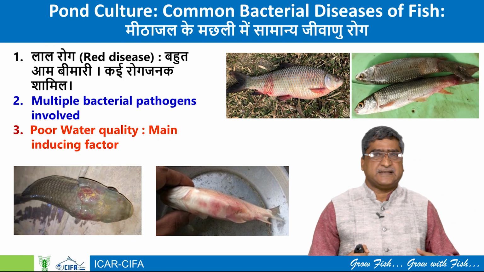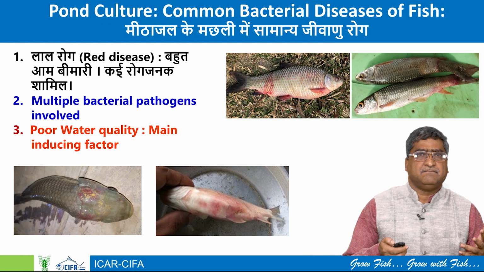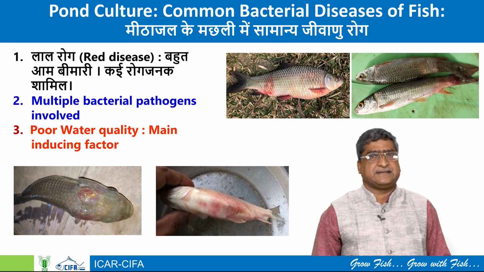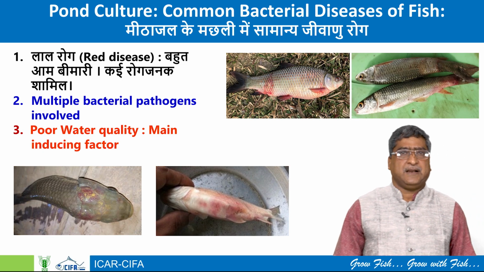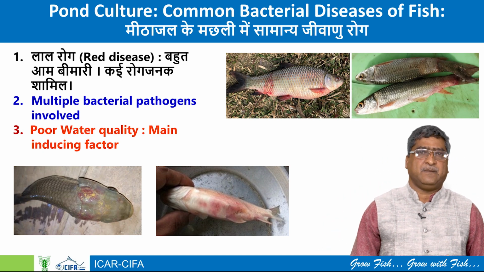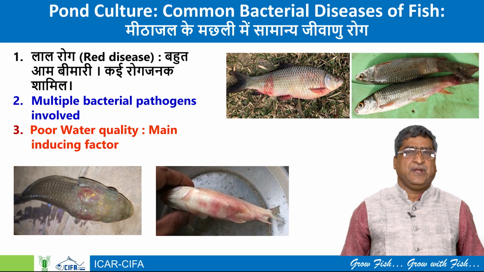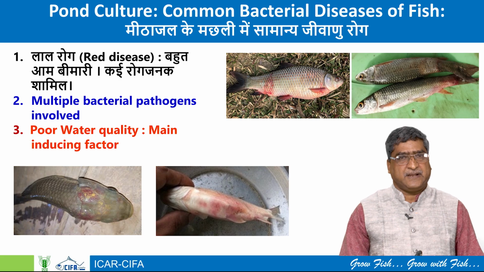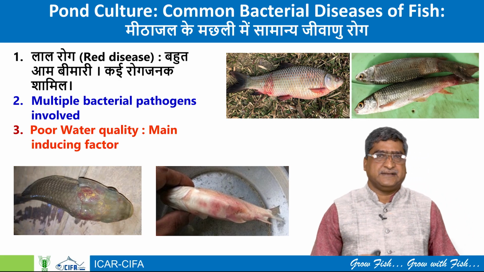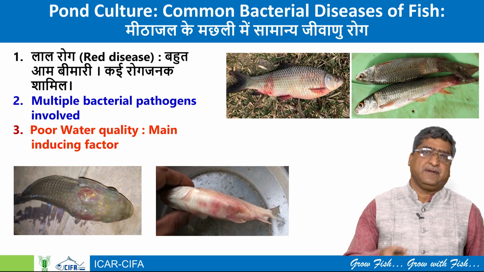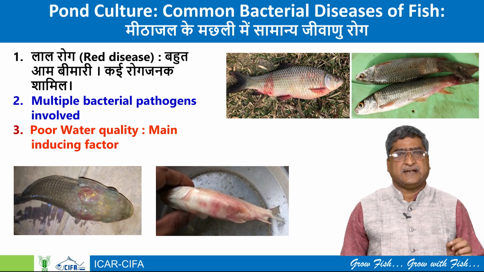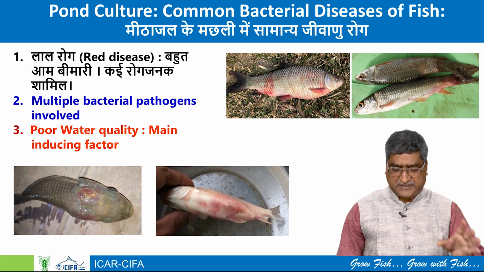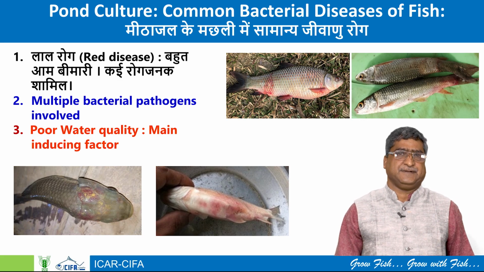Now we'll discuss the bacterial diseases which occur in aquaculture systems. The first one is red disease, Lal Rog. Lal Rog is a very common disease in most culture systems where water quality is normally poor, and sometimes during winter. So it is a winter disease. Multiple pathogens are involved in this particular red disease. The red spots are usually there initially. The red spots become patches and lead to ulcers due to secondary infection.